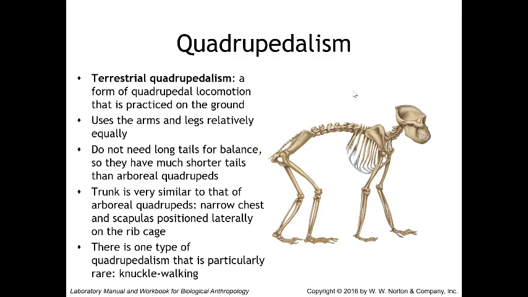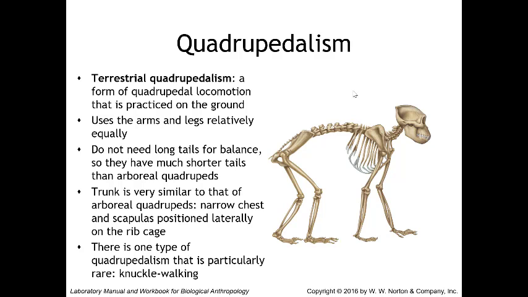Then with our terrestrial quadrupeds, this is a form of locomotion that is practiced on the ground. So arboreal in the trees, terrestrial on the ground. It's very, very straightforward. They'll use their arms and legs relatively equally, and they'll leap. And leaping is rare in our terrestrial quadrupeds. So a terrestrial quadruped's arms and legs are more similar in length, right?